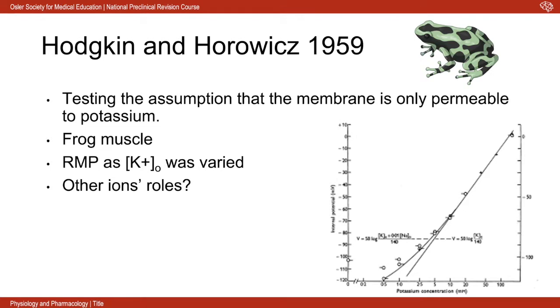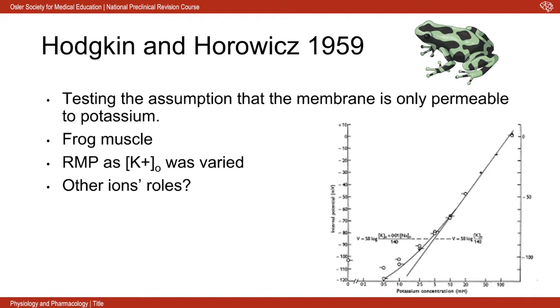An expected question after the last slide might be, how can we test the assumption that the membrane is only permeable to potassium? This was done by Hodgkin and Horowicz in 1959. The Nernst equation assumes that the membrane is only permeable to potassium, and this was tested in 1959 through experimentation on frog muscle fibers.